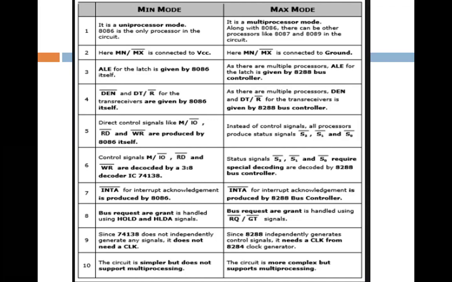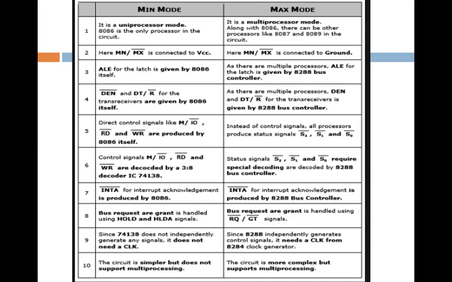Direct control signals like M/IO bar, read bar, write bar are produced by the 8086 itself. Instead of the control signals, all the processors produce the signals S2 bar, S1 bar and S0 bar. The control signals M/IO bar, read bar and write bar are decoded by the 3 to 8 decoder IC 74138. The status signals S2 bar, S1 bar, S0 bar require special decoding and are decoded by the 8288 bus controller.